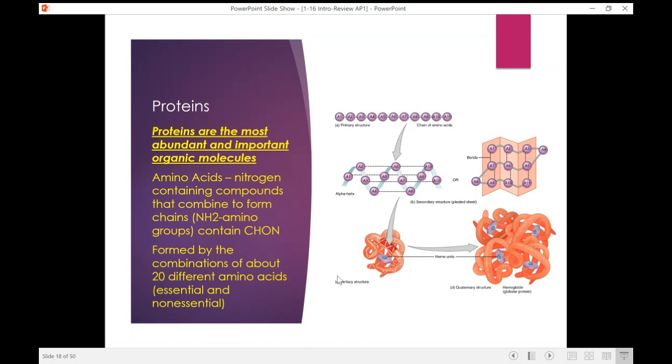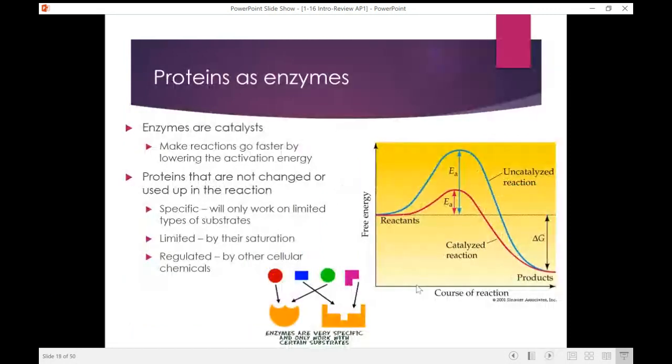Again, it's formed by just about 20 different amino acid combinations, and we have both essential and non-essential amino acids. So essential means that we need to get it from our diet. Non-essential means that we do not.